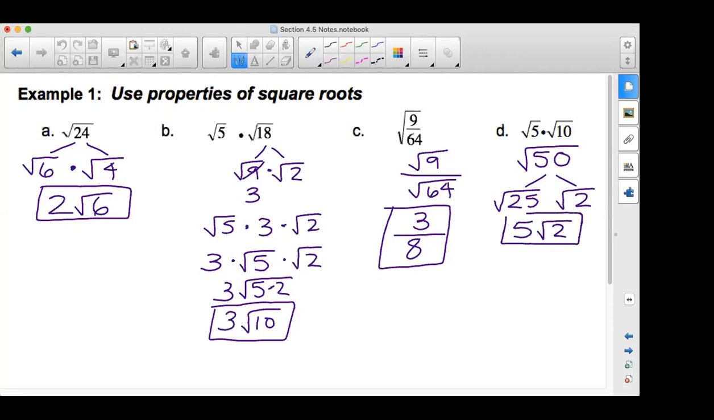So when they're breaking down into these radicals that don't have a perfect square, we want to bring them back together, because then we saw we could break it up into 25 and 2. Questions?